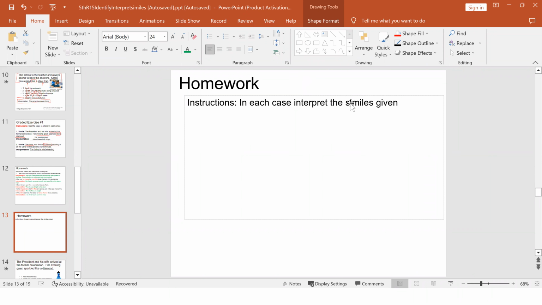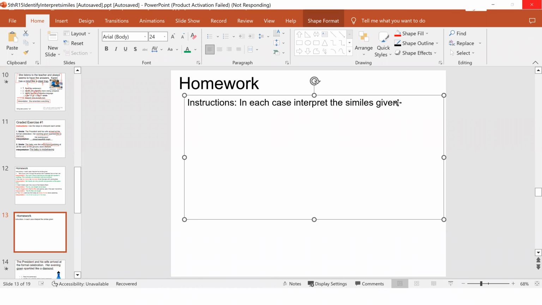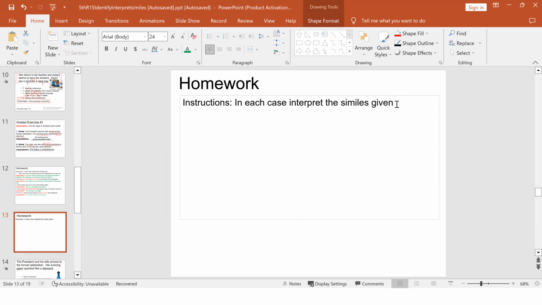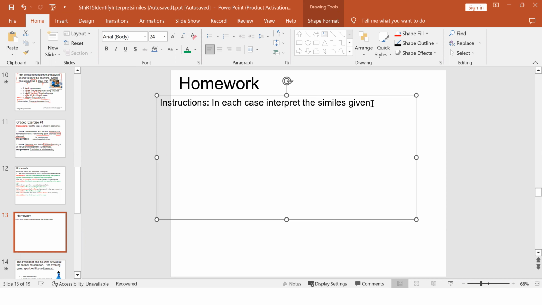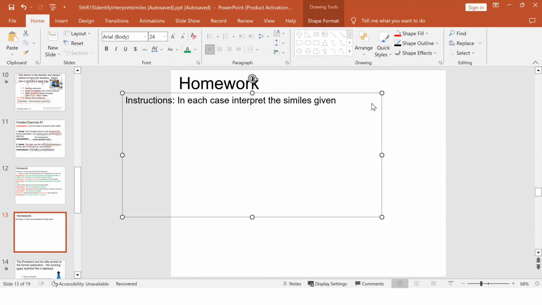There should be nothing on the screen. I haven't written on it yet, so I just want instructions. Give me one moment. This thing is taking forever to respond. Maybe if I stop sharing.